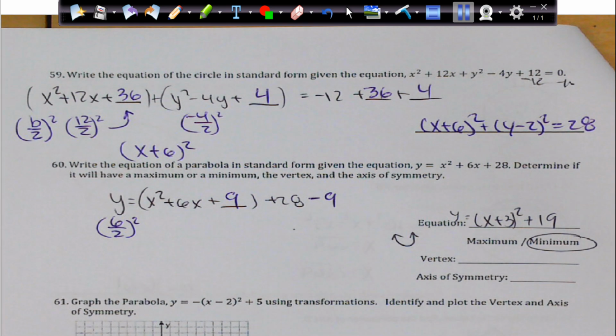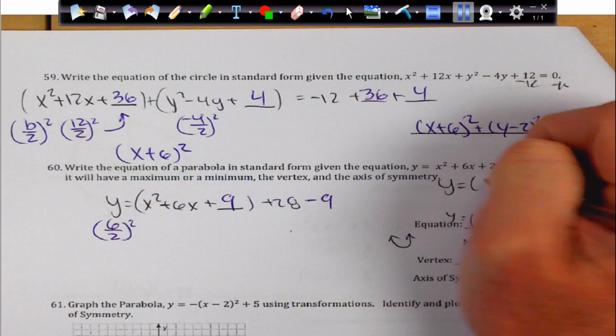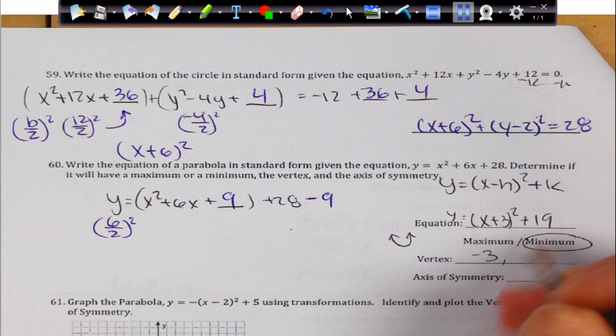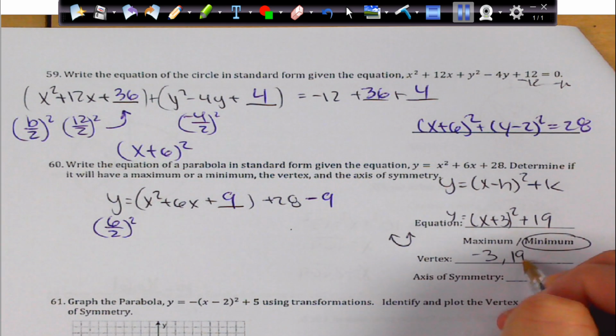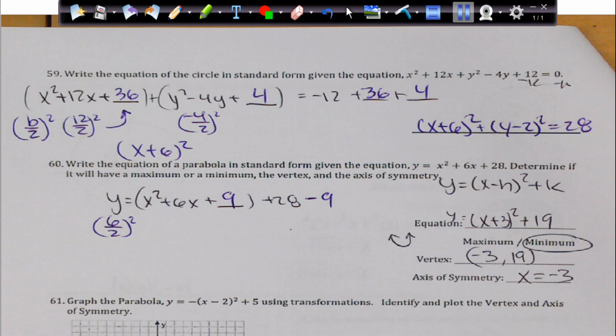The vertex, well, the vertex of our form is x minus h squared plus k. So it's going to be negative 3, and my k is 19. And my axis of symmetry goes through the x value, so it's x equals negative 3.